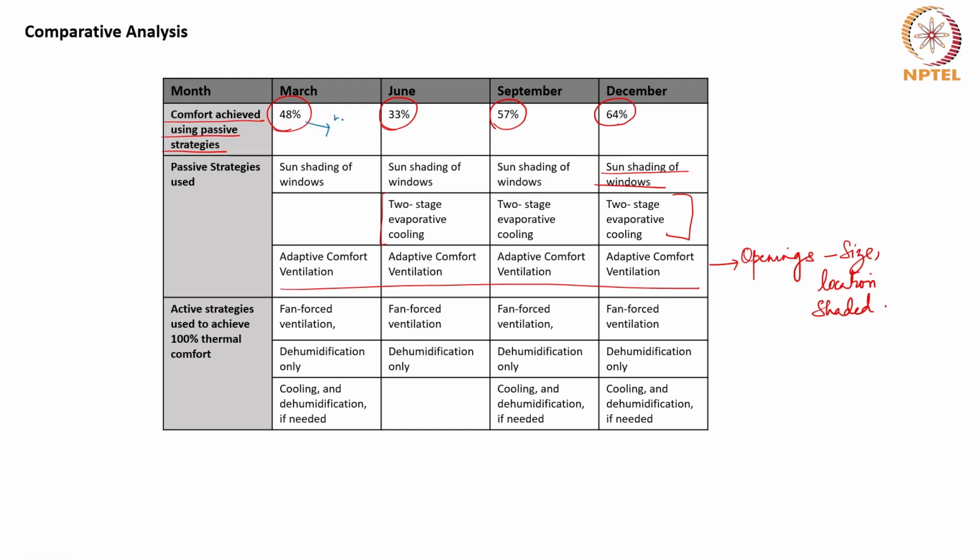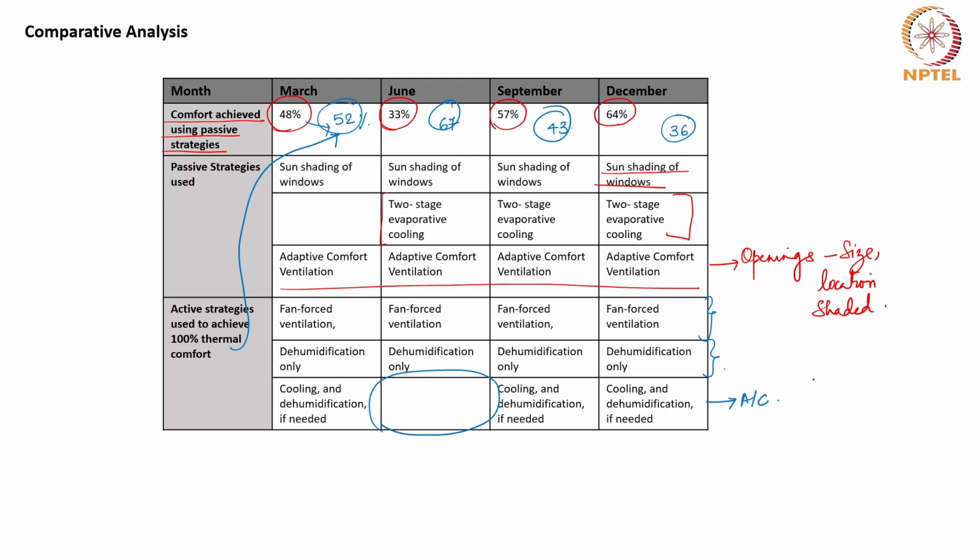So in order to make the remaining 52% or 67% or 43% or 36% comfortable, what should we do? We should adopt the active strategies. What are the active strategies? Throughout the year, fan forced ventilation can be used. Dehumidification alone can be used, except for the solstice in June. For all the months of the year, air conditioning for at least a few hours is mandatory.